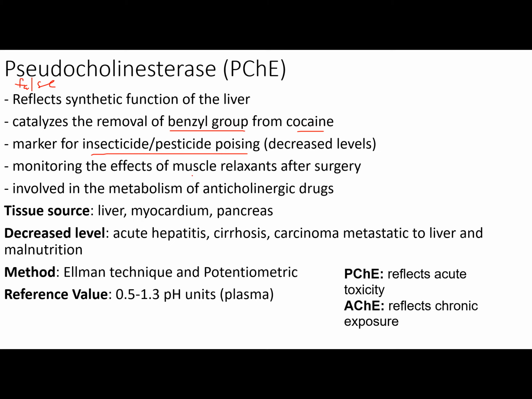Monitoring the effects of muscle relaxants after surgery. Involved in the metabolism of anticholinergic drugs. Tissue source is the liver, the myocardium, the pancreas. Decreased level would be in acute hepatitis, cirrhosis, carcinoma metastatic to the liver, and malnutrition. Method used, class, is the Ellman technique and the potentiometric. Reference value is 0.5 to 1.3 pH units in the plasma.